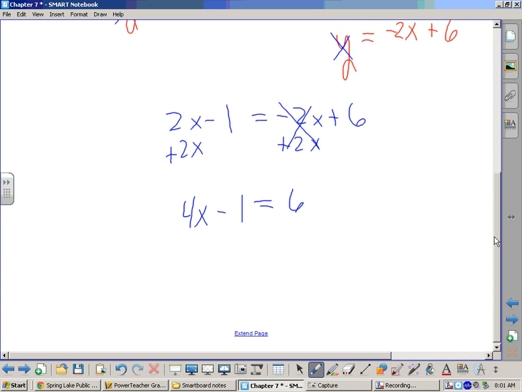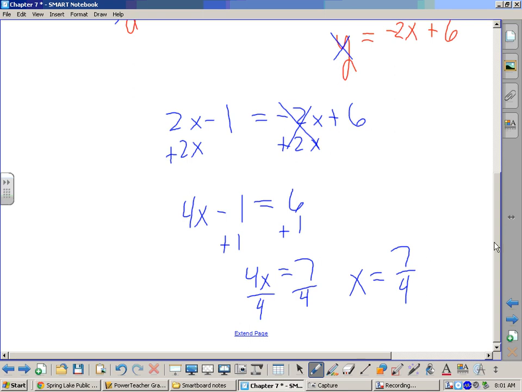We still have subtracting going on, so we're going to add 1 to both sides. And we get 4x equals 7. And then we divide by 4. And we get an answer of x equals 7/4. Now I don't have a calculator handy, so I'm just going to leave it right in fraction notation, which is perfectly fine. 7/4 is a perfectly acceptable answer.